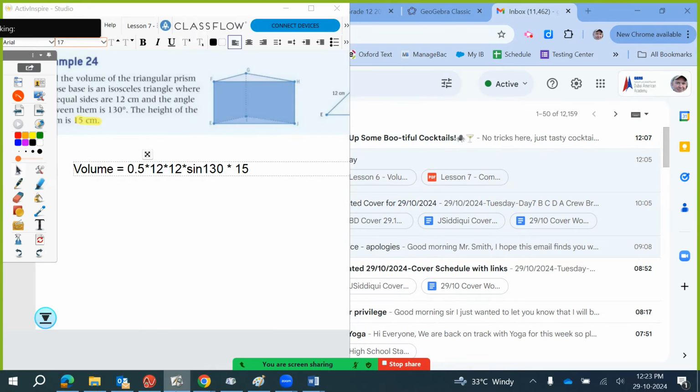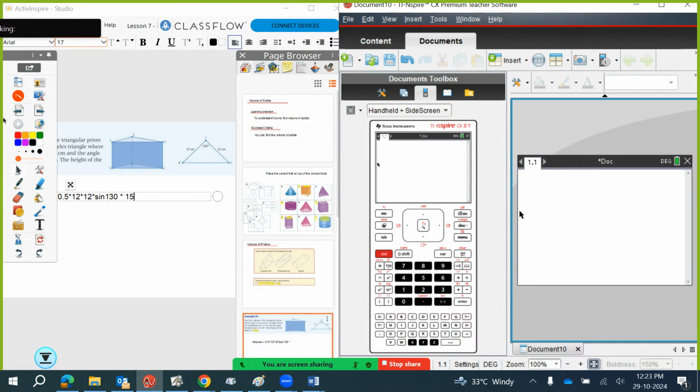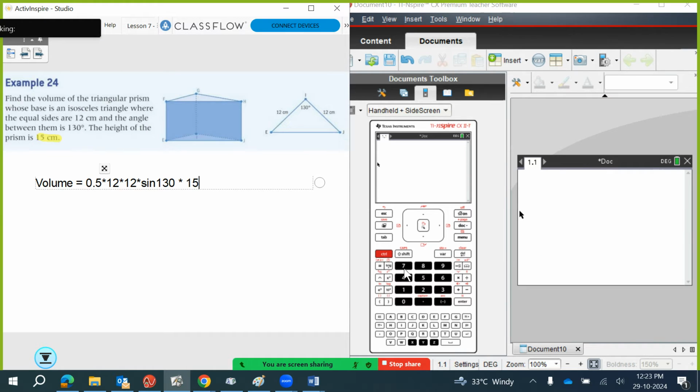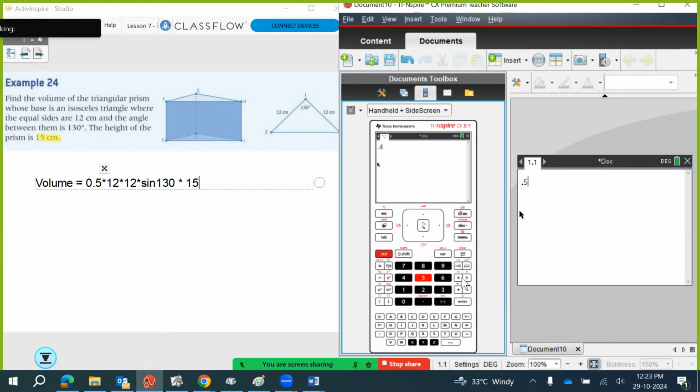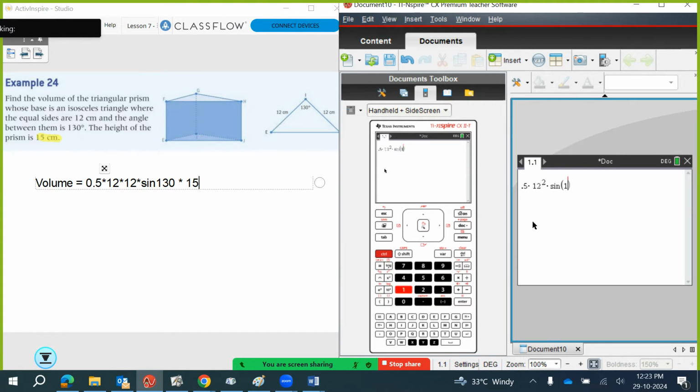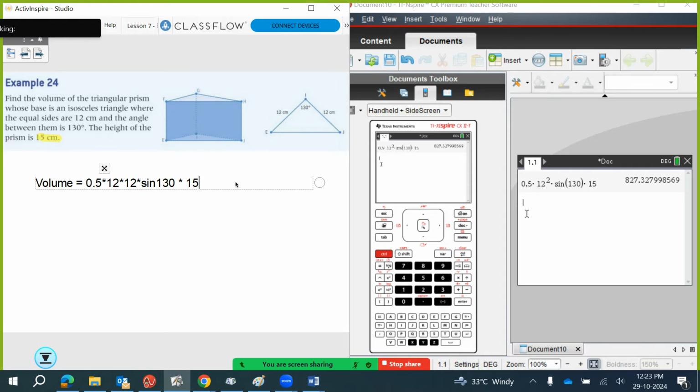We put that into our calculator. Let me pull my calculator up, it's over here. So we need 0.5 times 12 squared times the sine of 130 times 15. Rounding to three significant figures, that should be 827. And that would be centimeters.